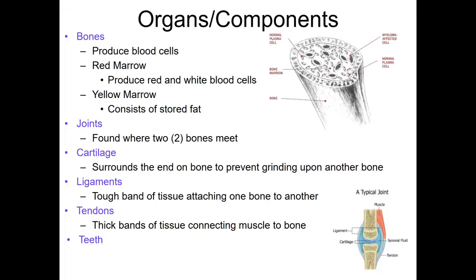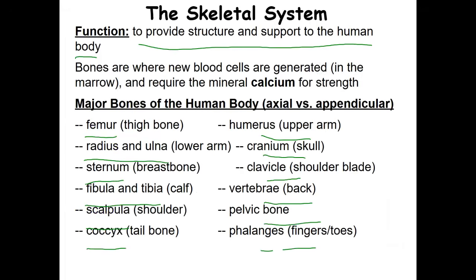Joints are where 2 bones meet. Cartilage surrounds the ends of the bone to prevent grinding on another bone. Ligaments are tough bands of tissue that attach one bone to another. Tendons connect muscle to bone, and your teeth are modified bones. So the function is to provide structure and support to the human body. And here are a lot of the major bones. Your femur is going to be your biggest and strongest bone in your body. That's your thigh bone.